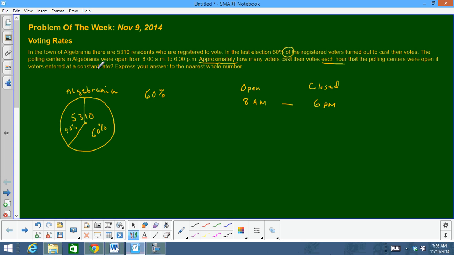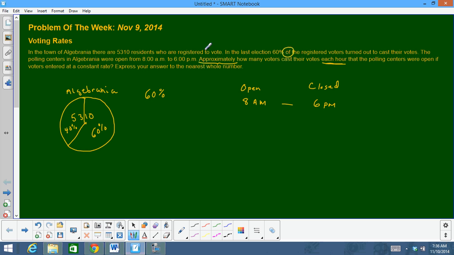Approximately how many voters cast their votes each hour that the polling centers were open, right? If voters entered at a constant rate, so you got your voting places, and people are streaming in to vote, and if you assume they come in at a constant rate, and you had 60% of the 5,310 people vote from 8 a.m. to 6 p.m., how many voters cast their vote each hour? Each one of those hours if they were coming in at a constant rate.